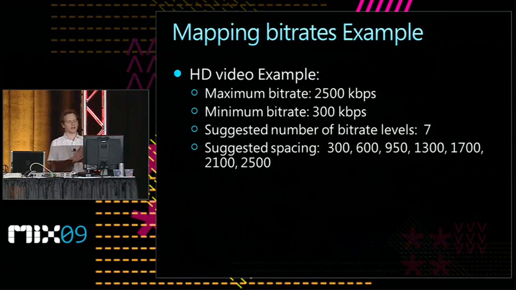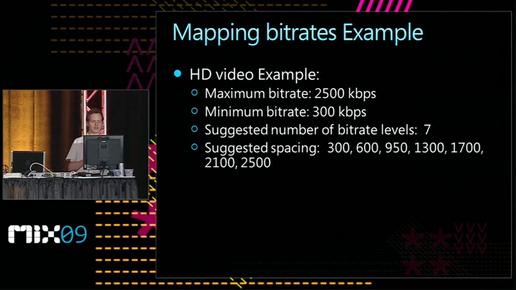So quick example here. We're wanting to do an HD 720p encode. So we're picking a maximum bit rate of 250 kilobits a second, minimum at 300, and then 7 levels. And you can see on the spacings that at the bottom, they're kind of linear. And as they go up, we space them out a little bit more as we go from 1700, 2100, 2500.